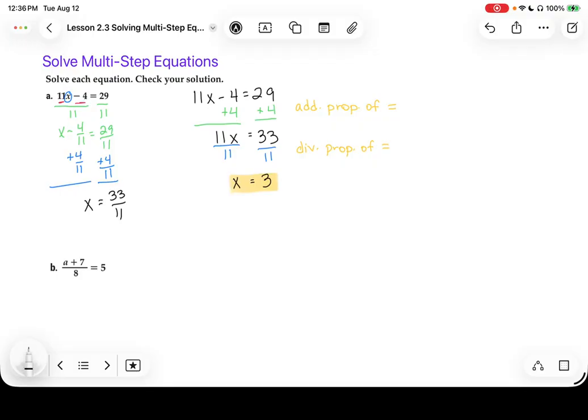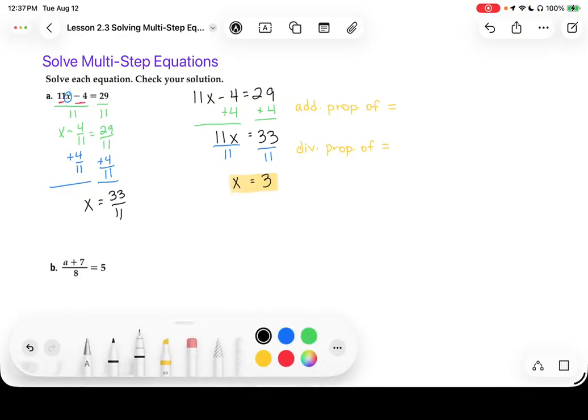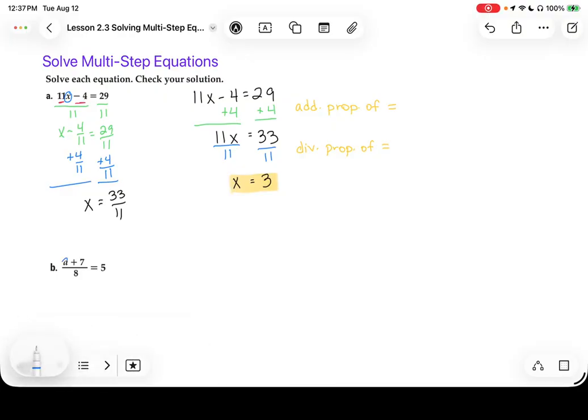But if I can avoid fractions, why wouldn't I? So let's go ahead and take a look at this second and final problem. It is a plus 7 over 8, and the whole thing equals 5. And so the first thing we're going to do is find our variable and see what we want to get rid of. Well, we need to get rid of the plus 7, and we need to get rid of the divided by 8.